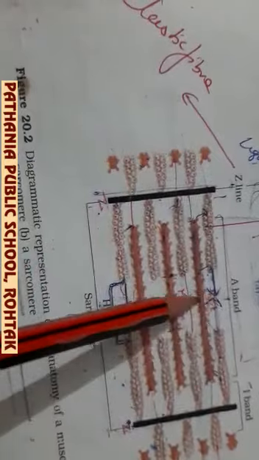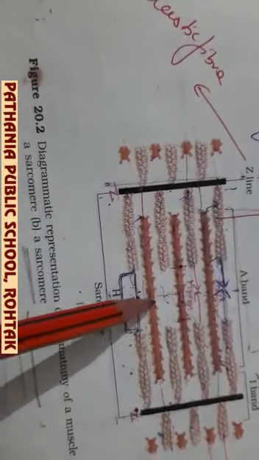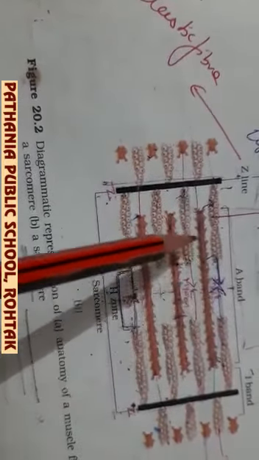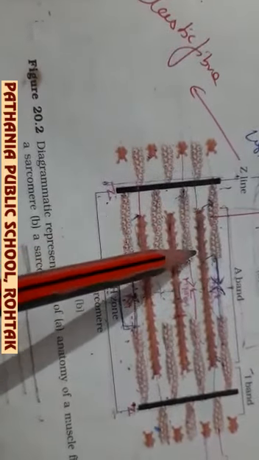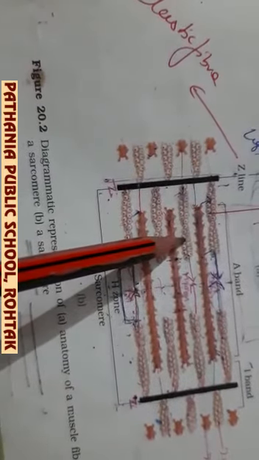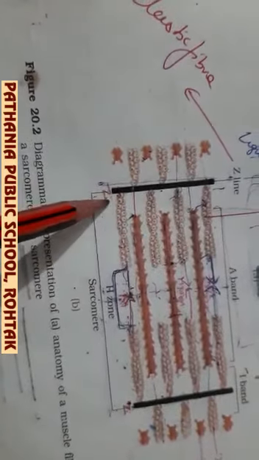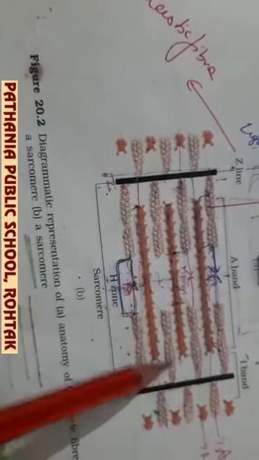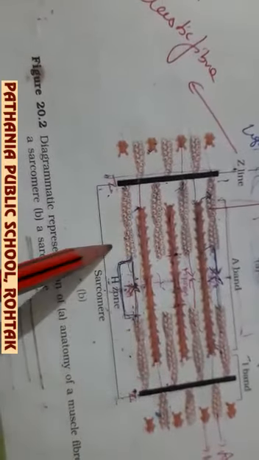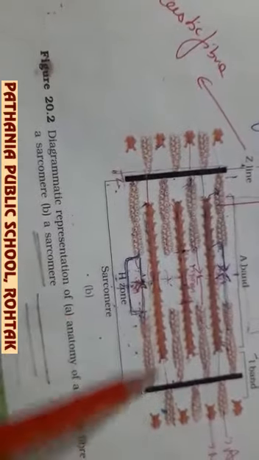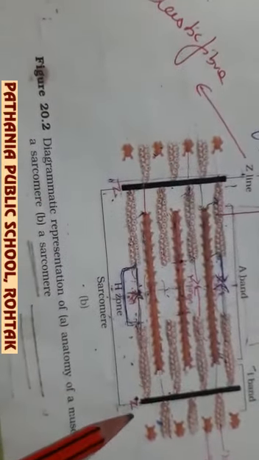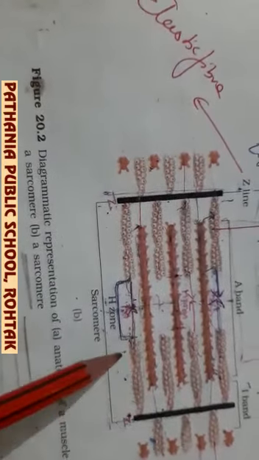This dark brown color is showing myosin filament or thick filament, and this light color is showing the thin filaments or actin filament. This is the Z line and this is the Z line. Distance between these two Z lines is called the sarcomere or unit of contraction. So now we are starting with the muscle contraction.